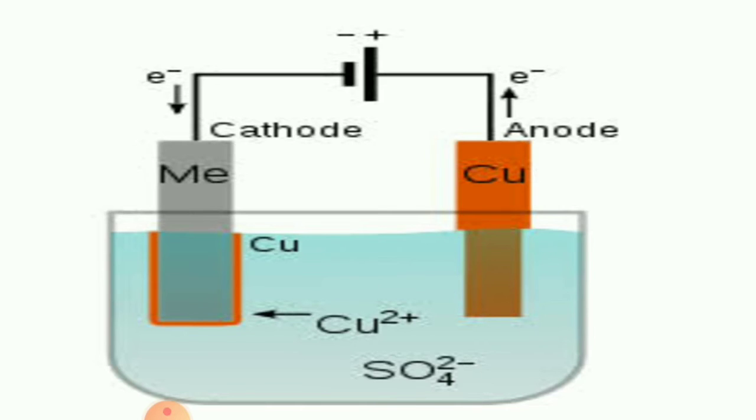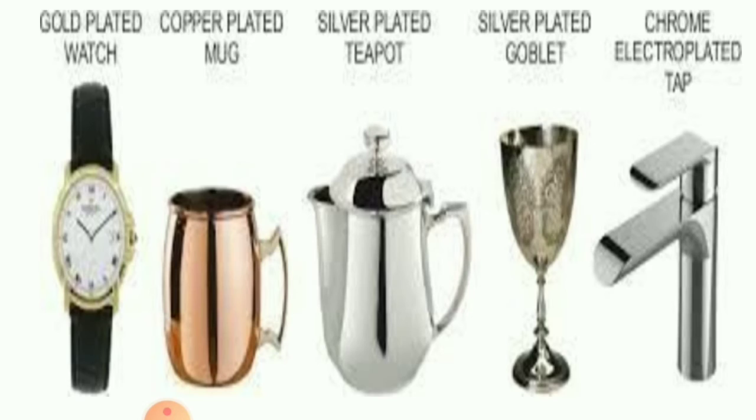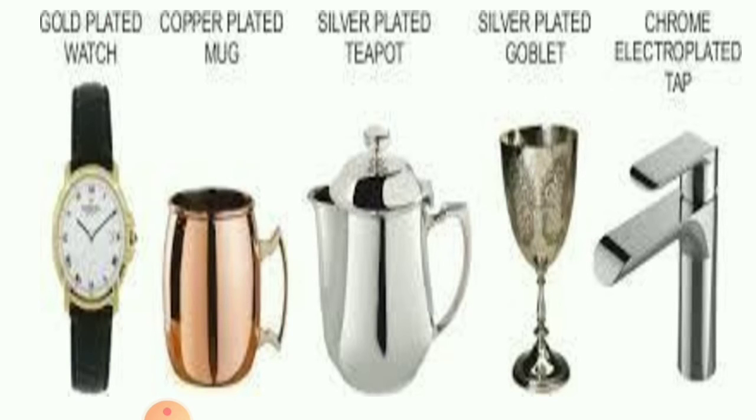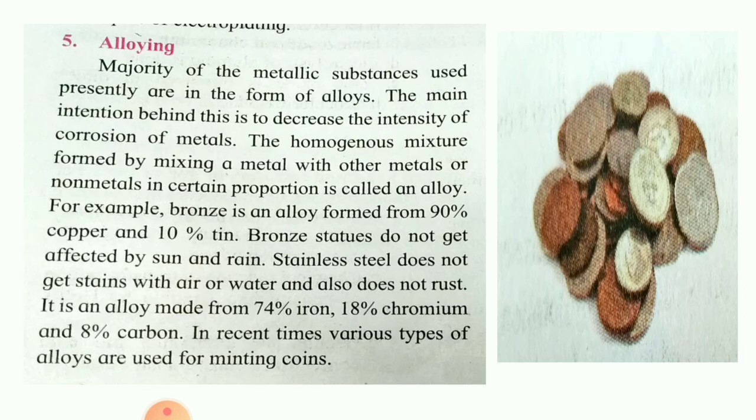See the same thing, copper from the anode is getting deposited on the other plate, that is on the cathode. So that is electroplating. Gold plated watch, copper plated mug, silver plated teapot, silver plated goblet, all these things are plated. They have got a coating. You cannot paint on them, but this coating is done by electroplating, with the help of electrolysis.